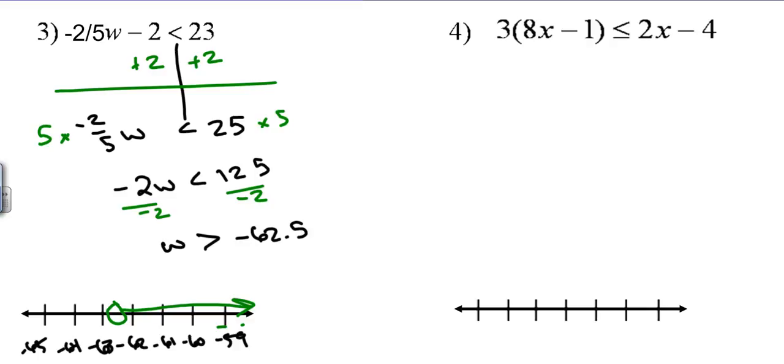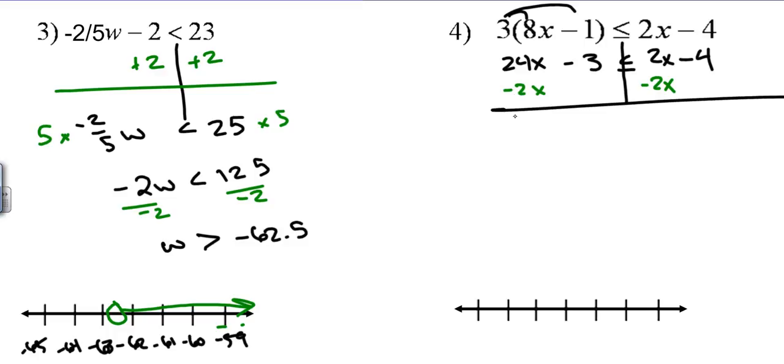Now I'm going to go to this guy. It's the first thing I would probably do in a problem like this when you have parentheses. Well, hopefully remember you distribute. 3 times 8x is 24x minus 3. Keep the same inequality. What's different about this problem is we have variables on both sides. I don't like the variable on the right, so I'm going to get rid of a 2x by subtracting 2x on both sides. Not just a 2, but a whole 2x.